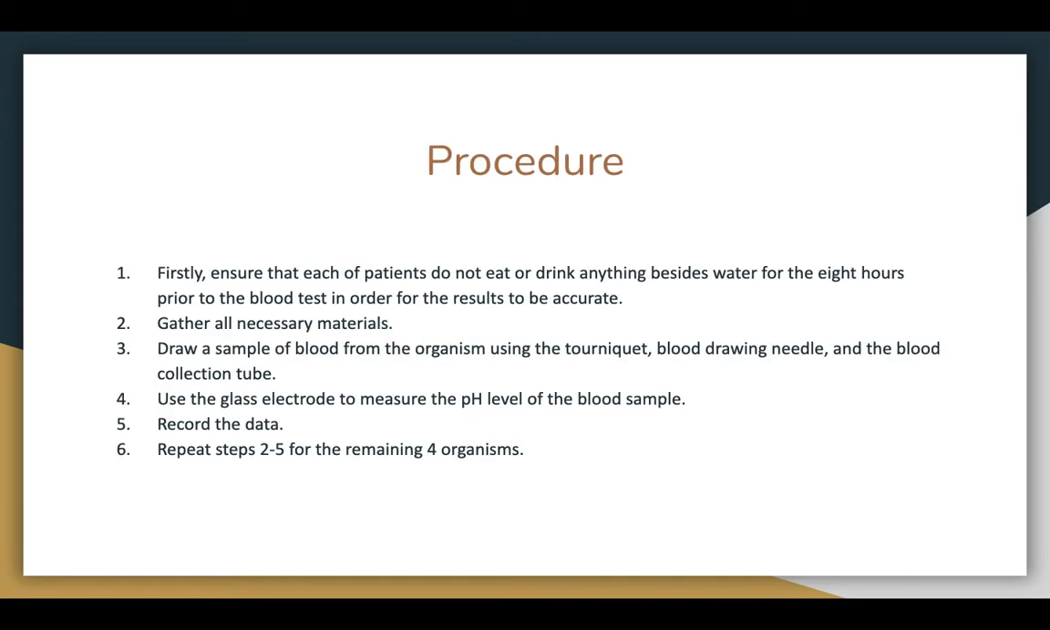So first, we need to ensure that each of the patients do not eat or drink anything for 8 hours prior to the blood test, so the results aren't skewed. And then we need to gather all necessary materials, and then draw a sample of blood from the organism/patient using the tourniquet, blood drawing needle, and the blood collection tube. And then we can use the glass electrode to measure the pH of the blood sample we just took, record the data, and then repeat steps 2 through 5 for the next 4 organisms.